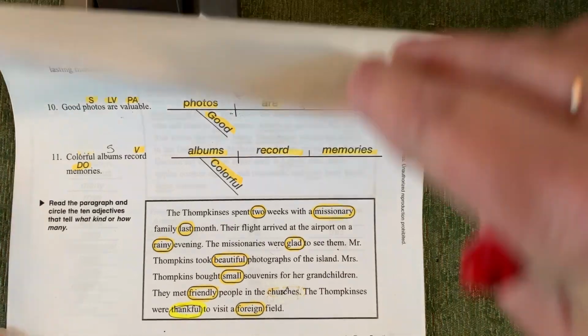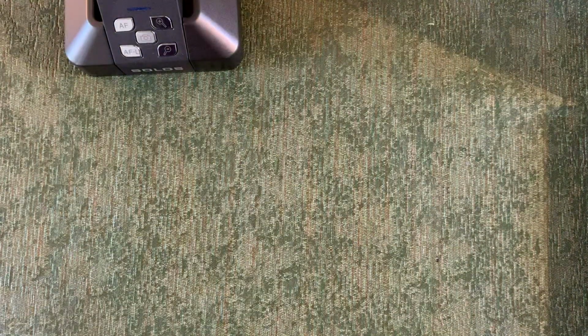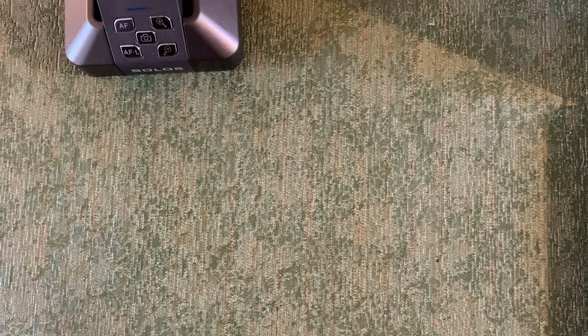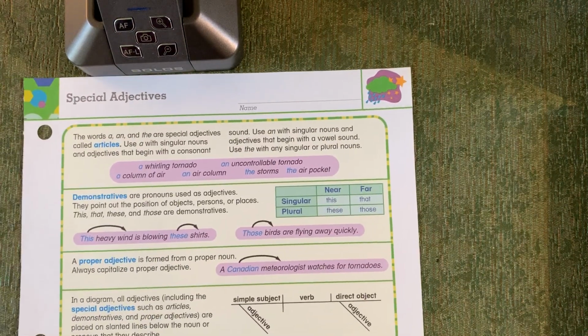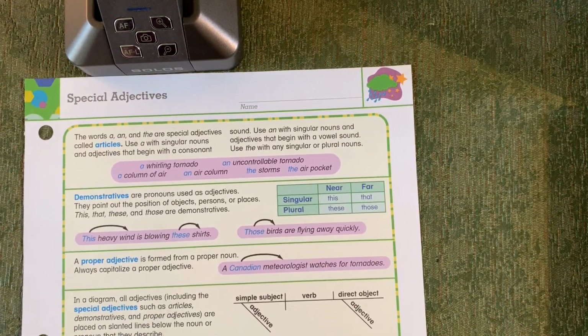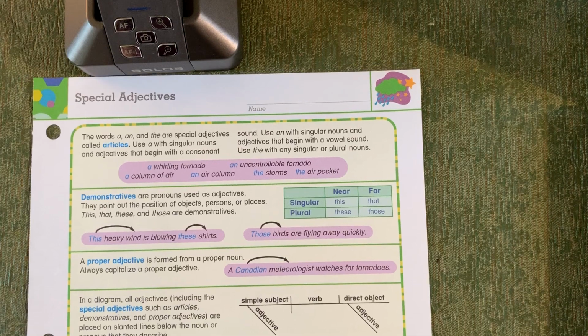Okay, I hope you did well on those. Now we'll go on to page 233, special adjectives. So again, let's take a look at the definitions for each of these at the top of the page. The words a, an, and the are special adjectives called articles.